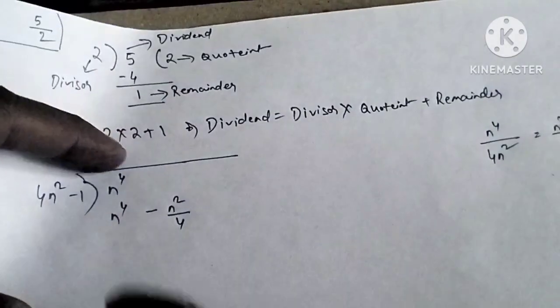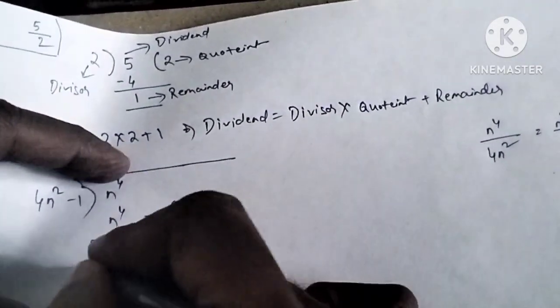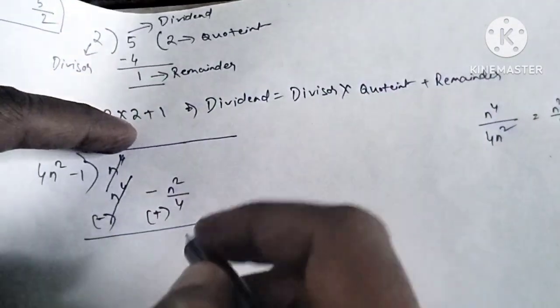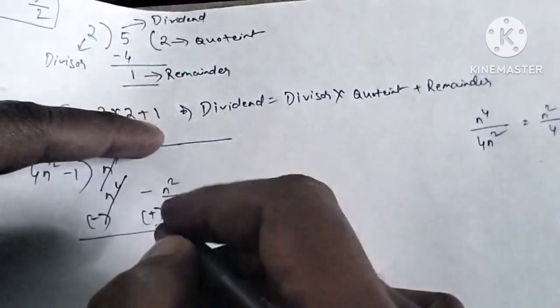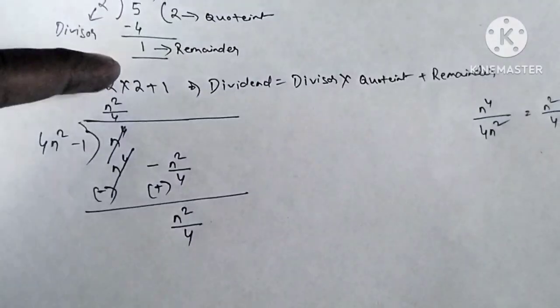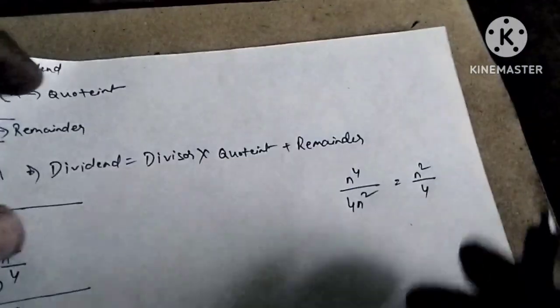Now you have to subtract. This will become minus, this will become plus. So this will cancel each other. So now what will be the dividend? n square by 4. Now again we have to divide n square by 4 by 4n square.